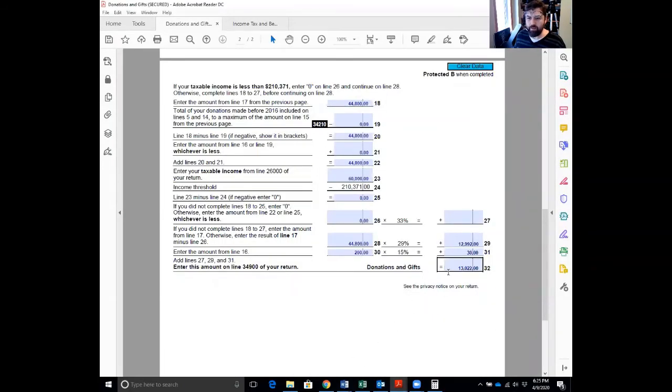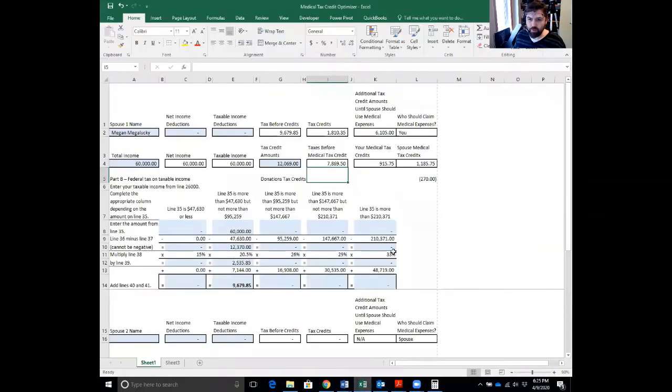13,022. So these aren't the tax credit amounts. These are the tax credit amounts, these are the actual tax credits. So 13,022, it's going to go here. And I need to make my tax credits equal all the other tax credit amounts times 15%, which is lit up here in pink, plus this amount here.